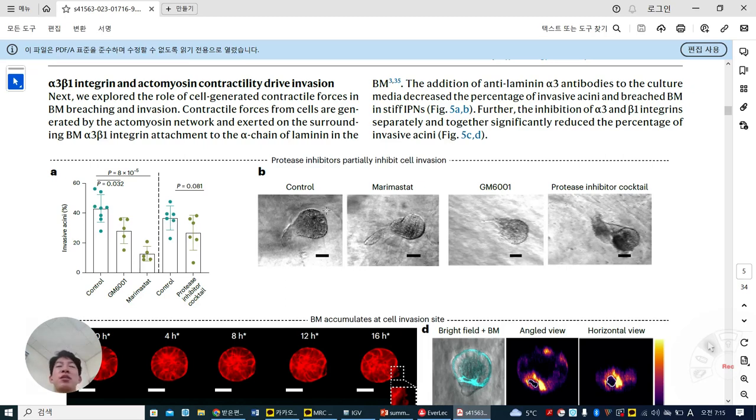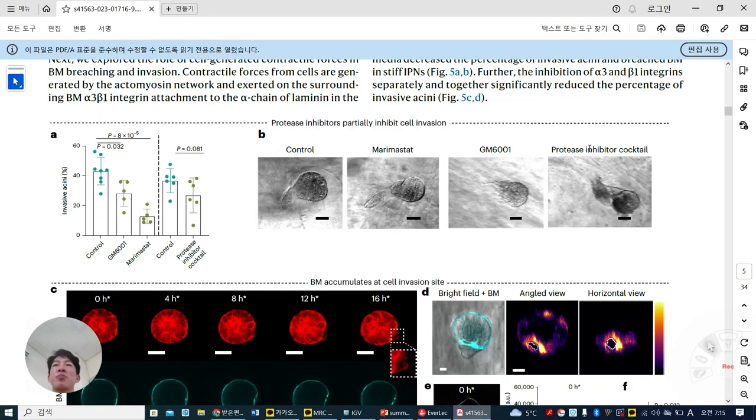So these are their optical images. This is control in stiff gel. They are making this form, but they mentioned this is less form compared to control. Especially this GM compared to control is less. For Marimastat, I feel like they look similar, but they mentioned it that way. Maybe the percentage is different. The protease inhibitor works at a certain point, but not under 0.05.